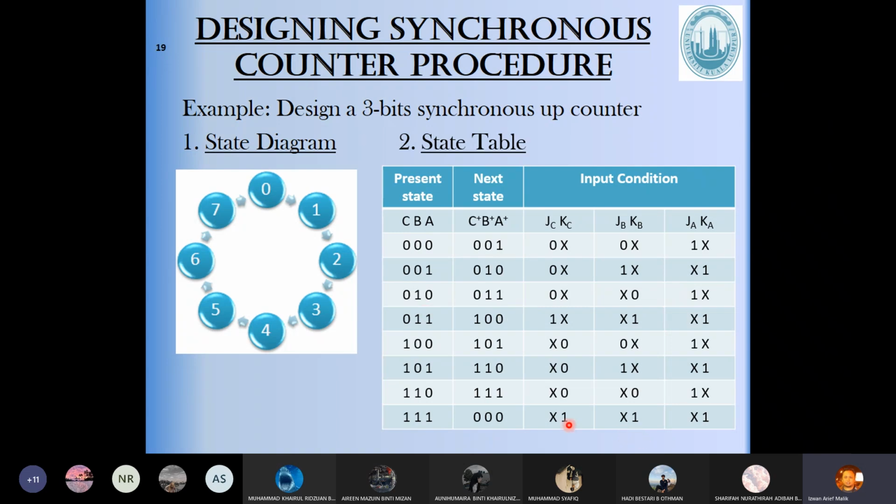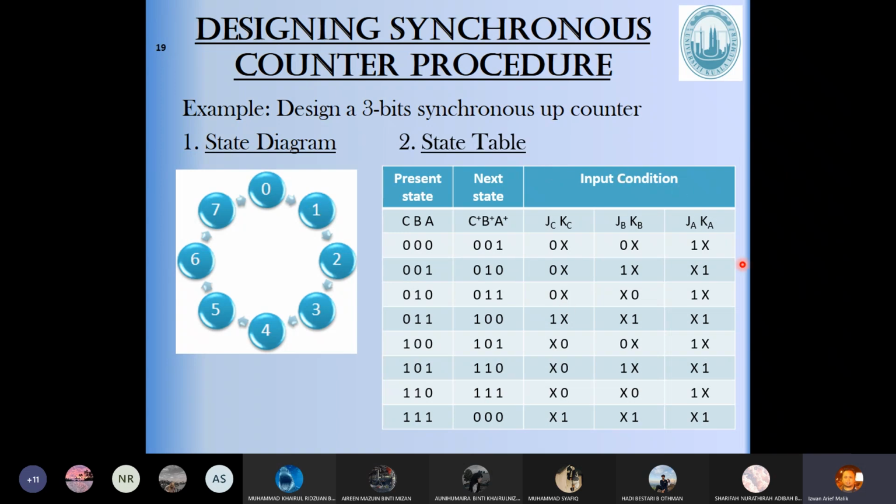Okay, so make sure you understand macam mana nak dapat input condition ni. First, you kena understand how to get the next state and then how to get the input condition. Okay, you compare C and C plus to obtain JCKC, B and B plus to obtain JBKB, A and A plus to obtain JAKA. Macam mana nak dapat? Guna excitation table. Boleh cari dekat dalam internet. Okay, 00 apa and so on.